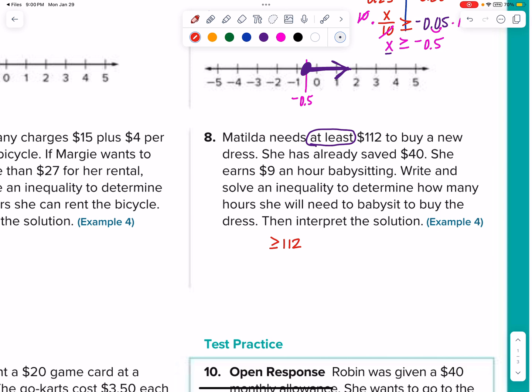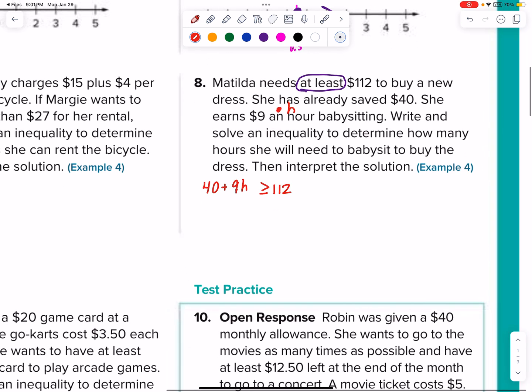She already saved $40, and she earns $9 an hour. That's like per hour multiplication. It's pretty much been the same every time. Per hour, like times H, right? Write an inequality to determine how many hours she needs to babysit to buy the dress. She needs to earn this total of 112, but we're saying at least. So she's already saved 40, plus she's going to work $9 an hour. So there you go. Go ahead and solve that and then answer the question.